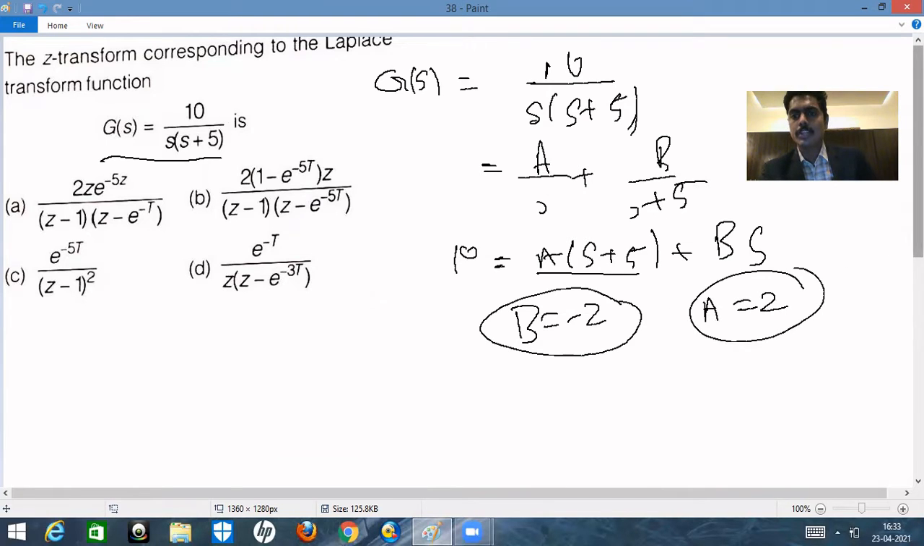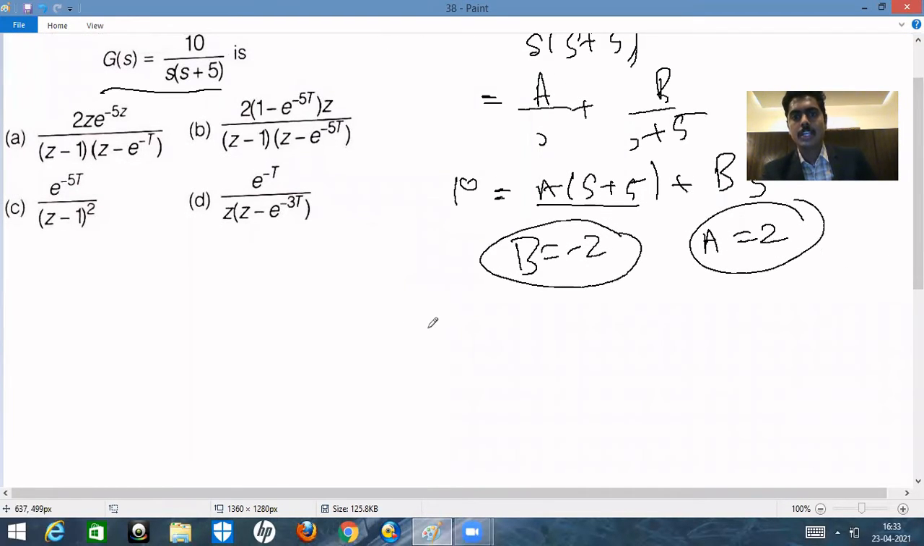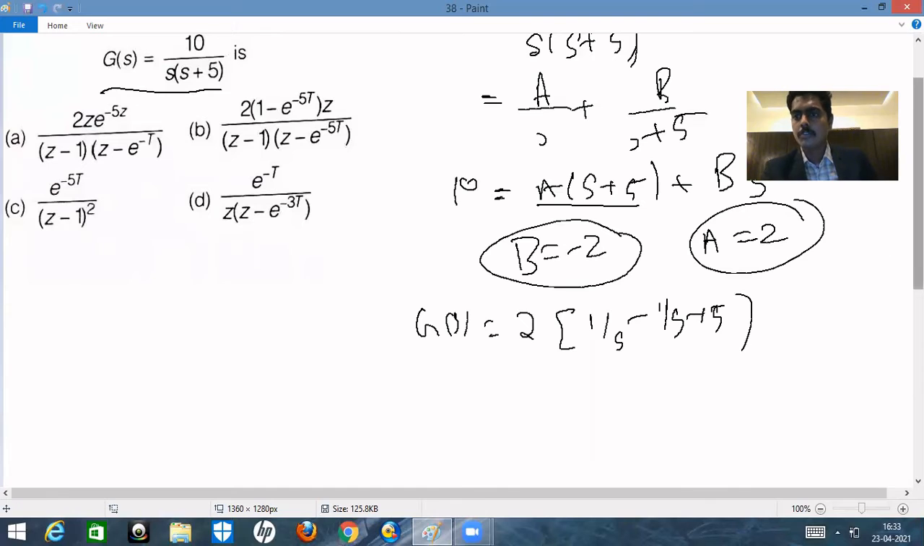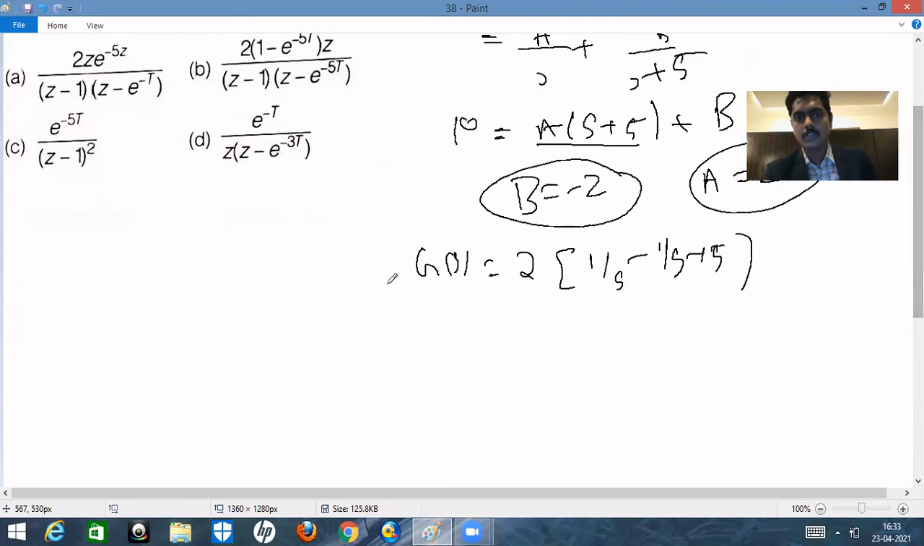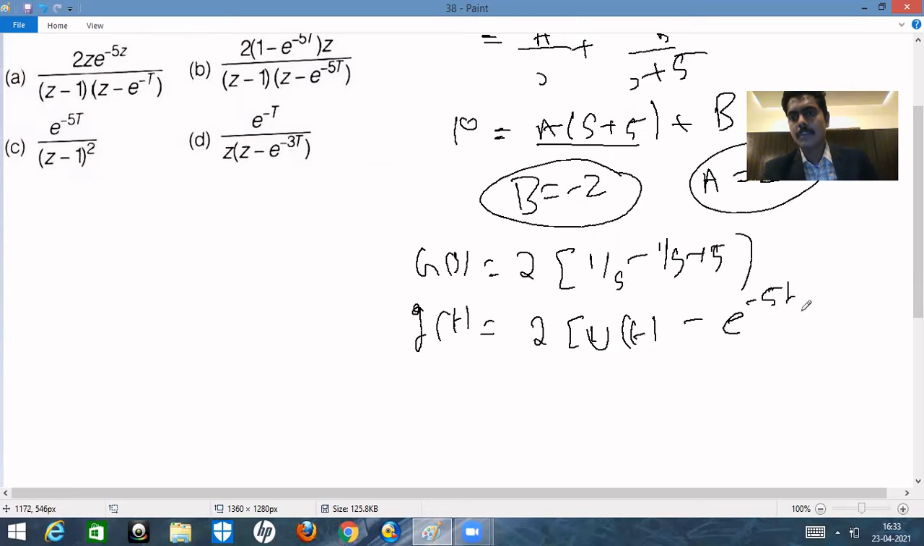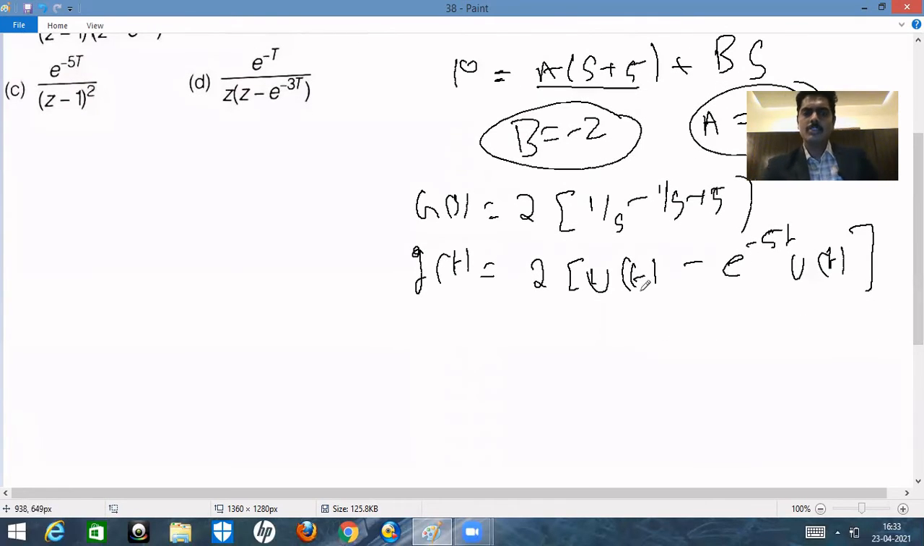Okay, so if you take 2 as common, then you will get G of s is equal to 2 into 1 by s minus 1 upon s plus 5, isn't it? So if you apply the inverse Laplace transform for this function, you will get g of t. g of t is equal to 2 into 1 by s is nothing but 1 or u of t simply, minus 1 by s plus 5 is nothing but e power minus 5t u of t simply. Okay, so this is nothing but the function g of t. So if this is the continuous time signal, we can easily apply Laplace transform for the continuous time function. Okay, so that's very simple.